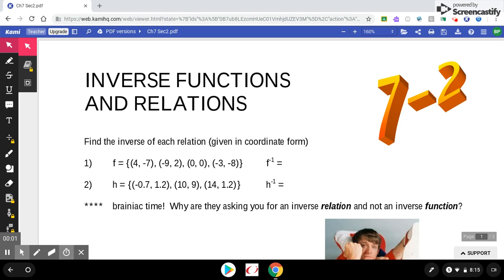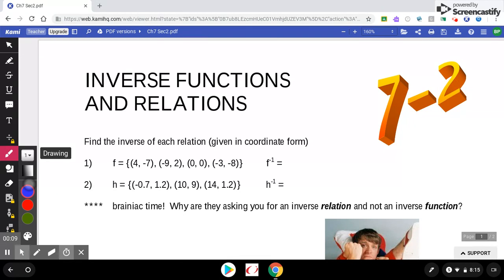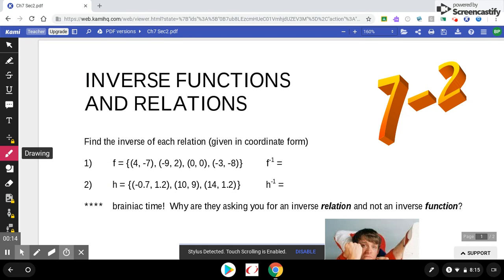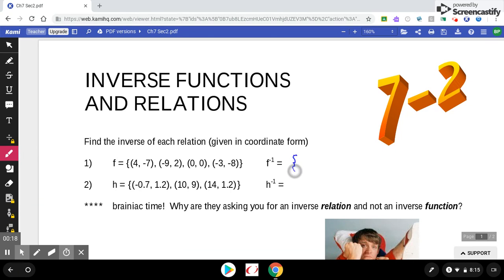All right, guys, here we go with some 7-2 notes. You're going to love this first section because it's so darn easy. So we're talking about inverse coordinates, and it is as simple as doing this. I've got a coordinate of (4, -7). I'm going to invert the x and y coordinates, make it (-7, 4).